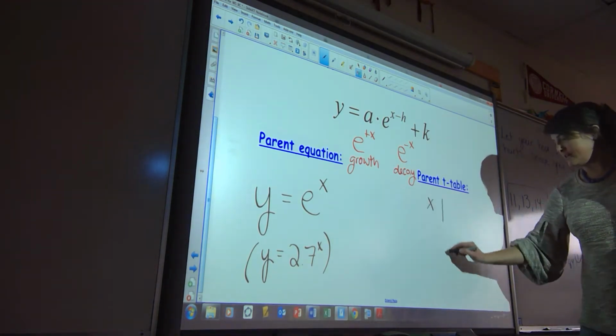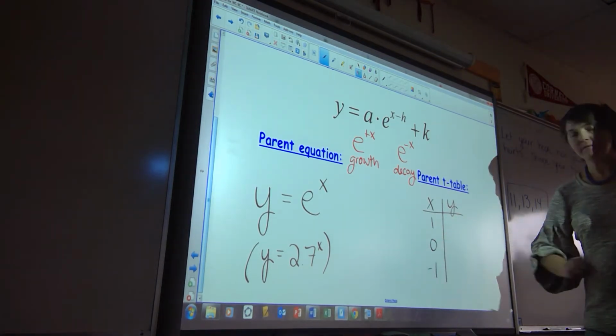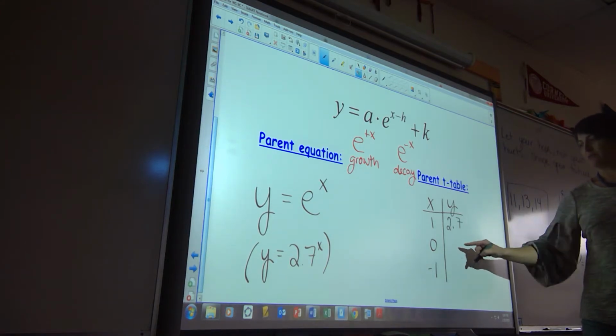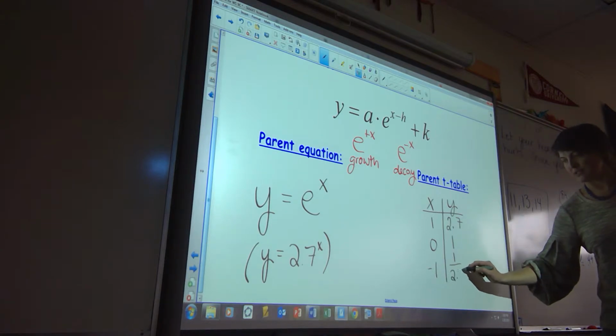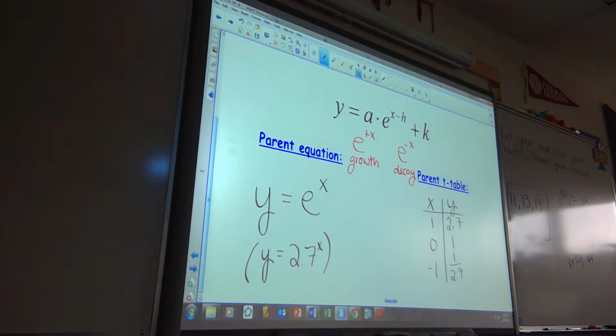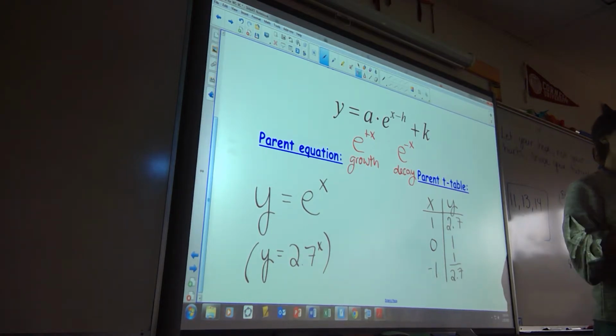So the parent t-table will always be a 1, a 0, and a -1. And so this would be a 2.7, this would be a 1, and this would be a 1 over 2.7, which is kind of hard to graph, right? So let's figure out what that's equivalent to. 1 divided by 2.7 is about 0.37.